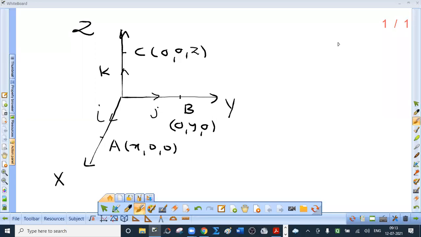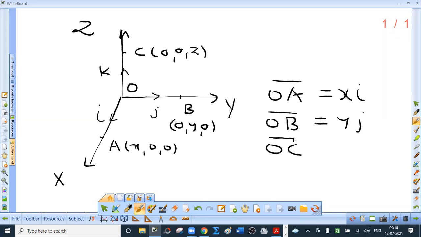Now we discuss components of a vector. The unit vectors along the positive x-axis, positive y-axis and positive z-axis are denoted by i cap, j cap and k cap respectively. If A (x, 0, 0), B (0, y, 0) and C (0, 0, z) are the points on the x-axis, y-axis and z-axis respectively, then OA bar and i cap are collinear. So OA bar can be expressed as a scalar multiple of i cap, so x i cap. Similarly, OB bar and j cap are collinear, so I can express OB bar as a scalar multiple of j cap. Similarly, OC bar and k cap are collinear vectors, so OC bar can be expressed as a scalar multiple of k cap. So OA bar is x i cap, OB bar is y j cap, and OC bar is z k cap, right?